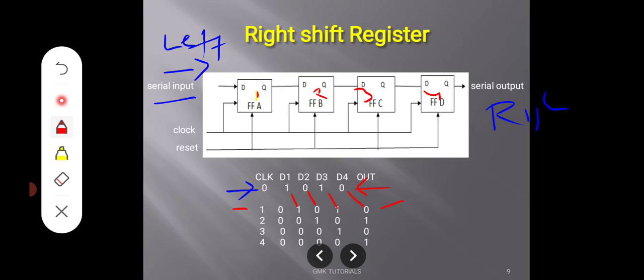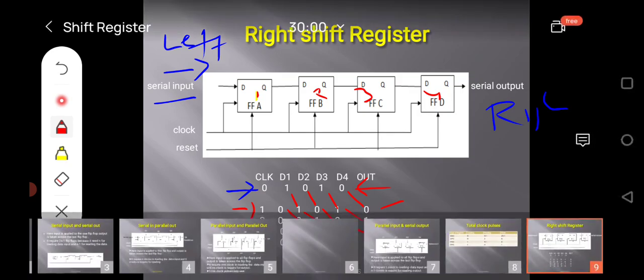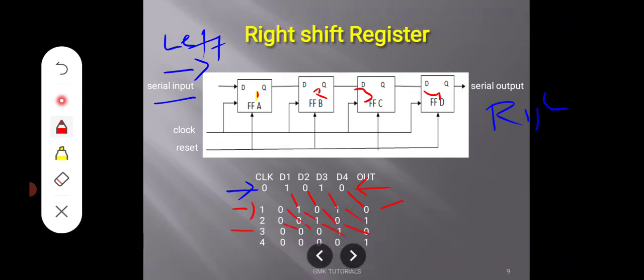When the second clock pulse is enabled, this one is coming, and with the third clock pulse, 0. So this is how the data is shifting. This is the way the data is going to be shifted in this right shift register. I think you have some idea, right?